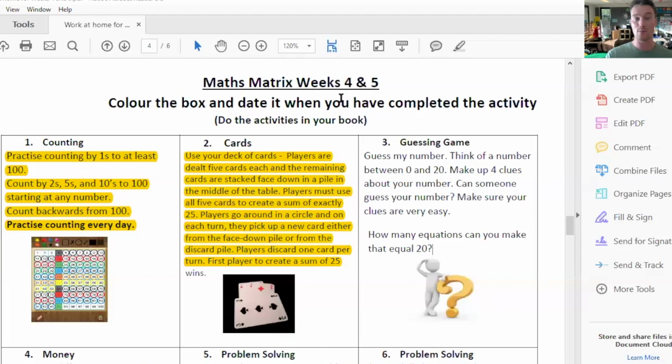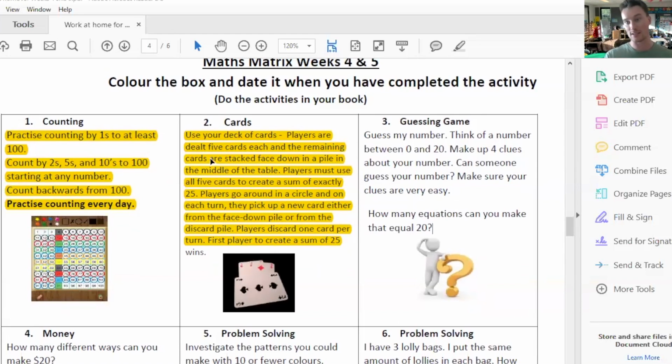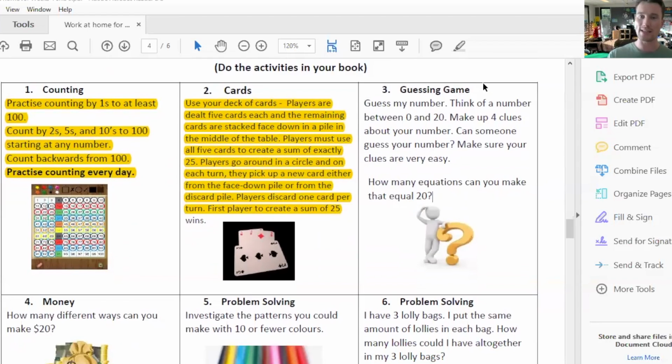Now this is our homework, work at home matrix for maths week 4 and 5. So if you're still on the other ones, go back and have a look at the other videos. And these are colored in because we've already done these and those videos are up on this channel too. So this is the one we're doing, number 3, and it's called Guessing Game. So already I'm going to write that down as my heading.